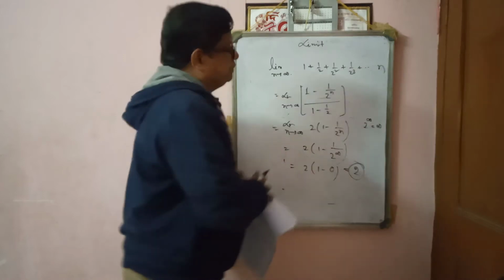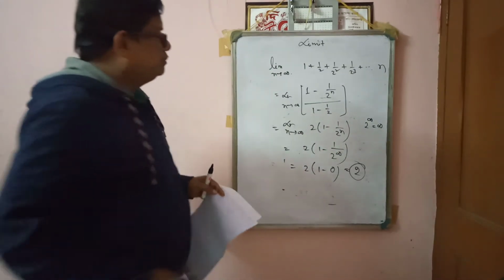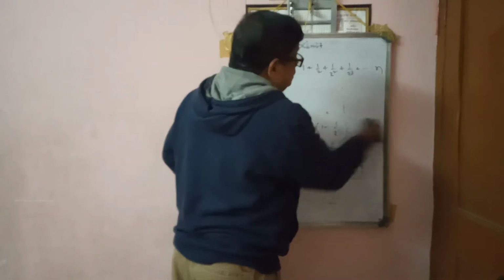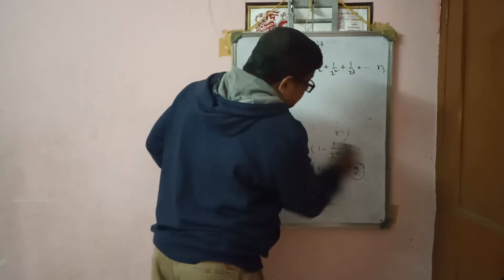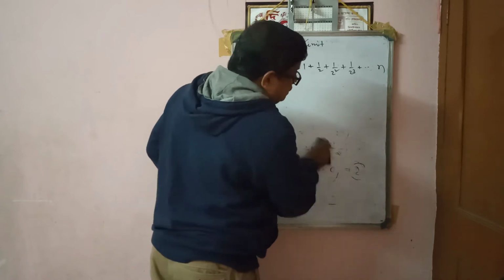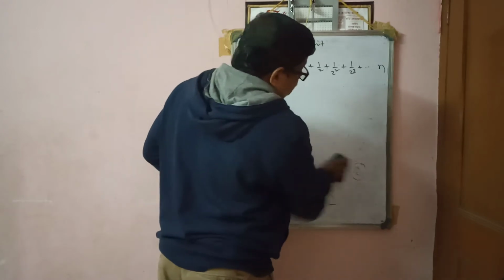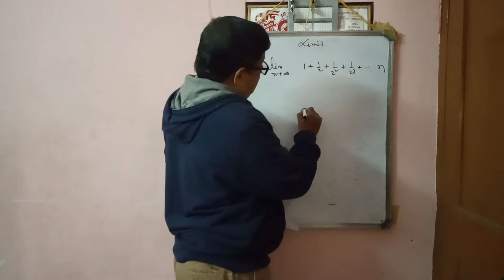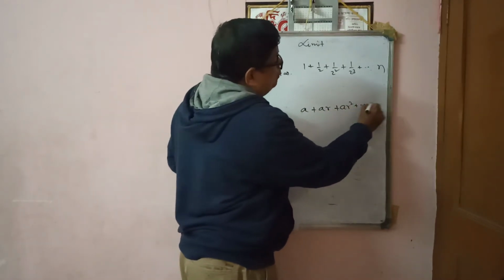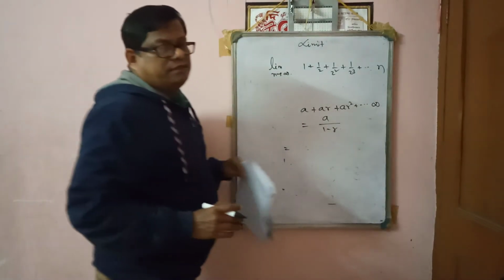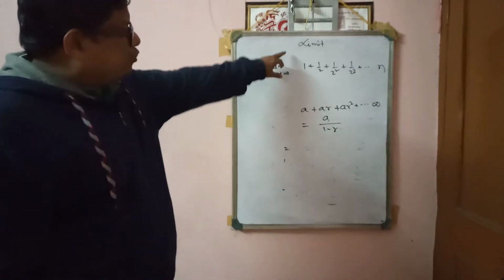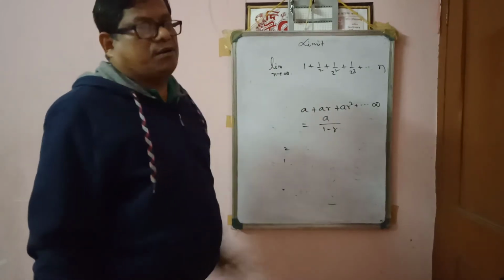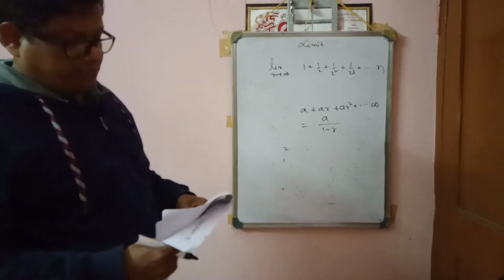Also, suppose if infinity is there, then all of you know the formula a by 1 minus r. Here n is not there. The total answer is 2. If n tends to infinity, the answer is 2. All of this formula we already discussed: a plus ar plus ar square up to infinity, that is a by 1 minus r. So if you put here, up to infinity, 1 by 1 minus half, that is 2, the answer.